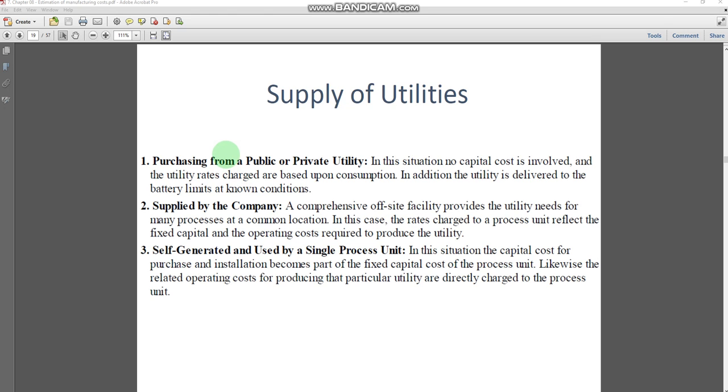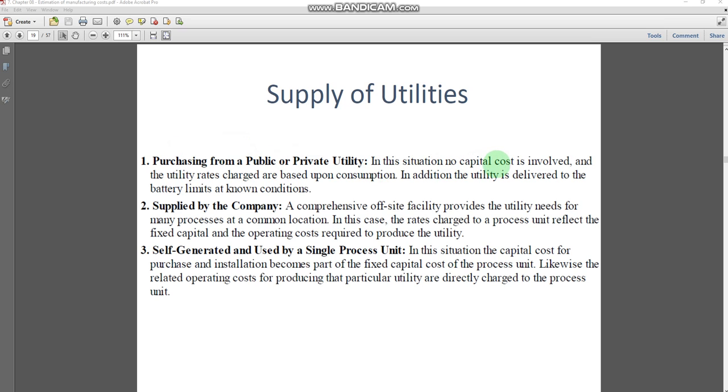Now let us see what are the different ways of getting the utilities for your plant. Number one, purchasing from the public or private utility. So maybe for any plant, if there is some requirement for any of the chemical, it can be supplied by the vendor or from some private company. Okay, so this is one of the ways.